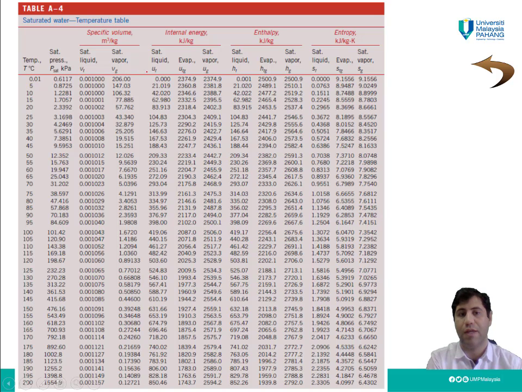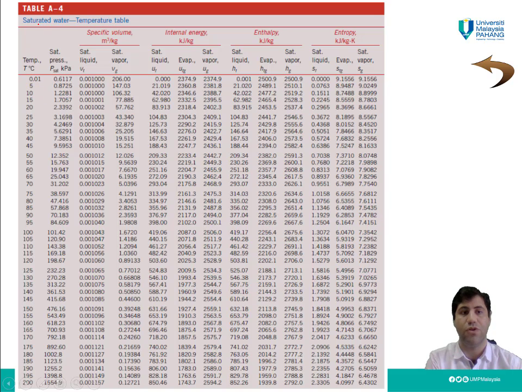Vf, Vg, and the subscripts f, g, and fg, I will introduce what those subscripts are. But the other important thing about this table is which substance the table is for. For example, this table is for water. So we have this table for different materials or substances. This one is for water.